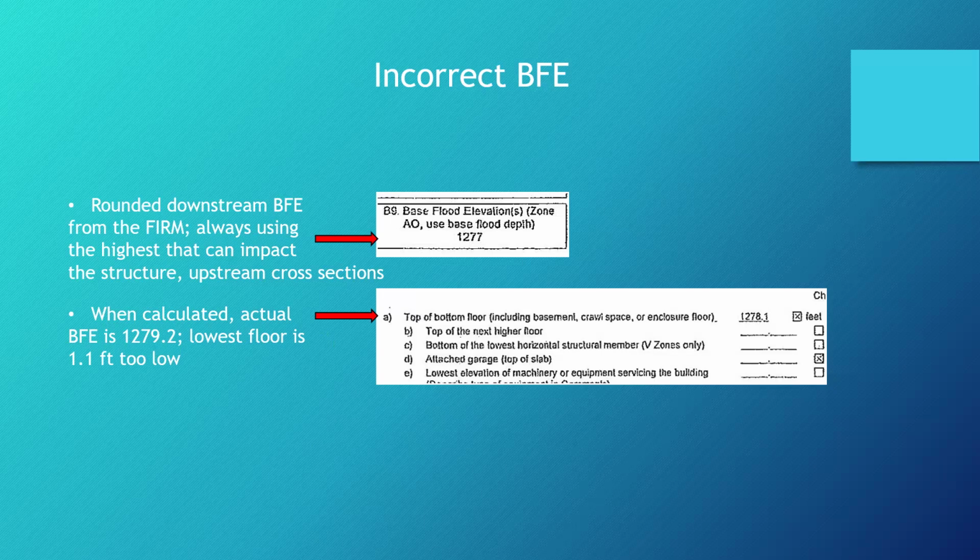And then when they did actually calculate it, it was 1279.2. And they had the lowest floor at 1278.1. So it's above the downstream rounded number, but not the actual base flood elevation. And it was actually 1.1 feet too low. So that's a violation that would have to be corrected, meaning the lowest floor needs to be elevated. And so you don't want to end up in that situation where you have to tell a property owner that they have to elevate an existing structure, which is very expensive. So that's why it pays to double check these things and make sure that you're getting the correct information.